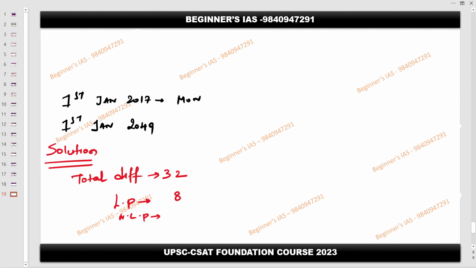How to calculate the leap years? See, 20 is a leap year: 2024, 2028, 2032, 36, 40, 44, 48. Four multiples, simple. There are 8. So subtract this 8 here, you will get 24. A leap year contains 2 odd days, therefore 16. A non-leap year contains 1 odd day, therefore 24. Total number of odd days is equal to 40.